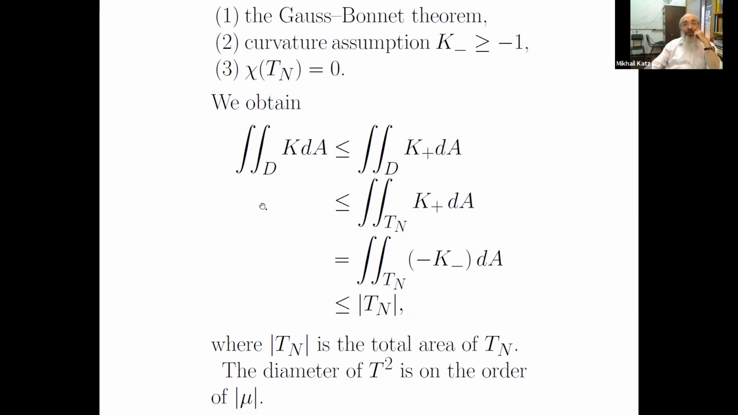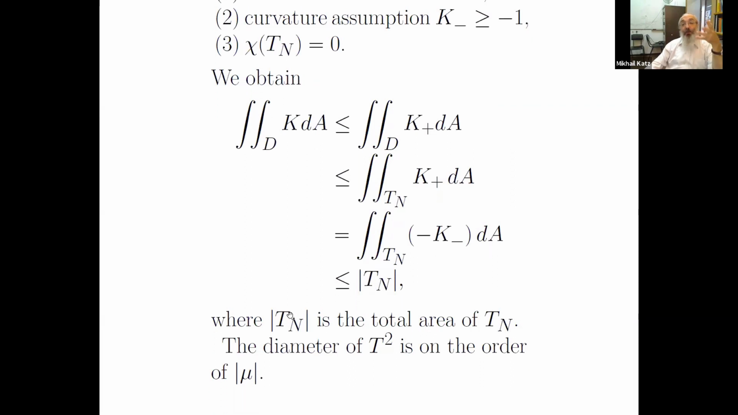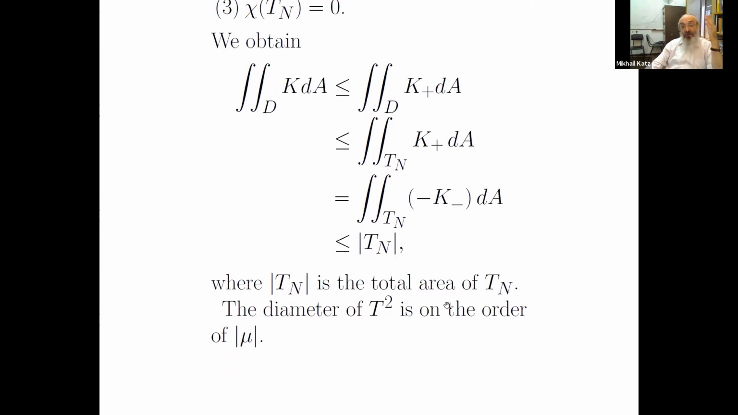This curvature integral is now less than the area of the torus. Now, what's the total area of this torus? First of all, as I mentioned before, the diameter cannot grow too fast. It's on the order of mu.